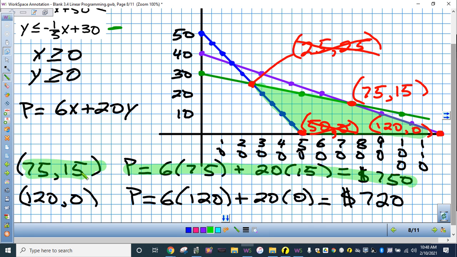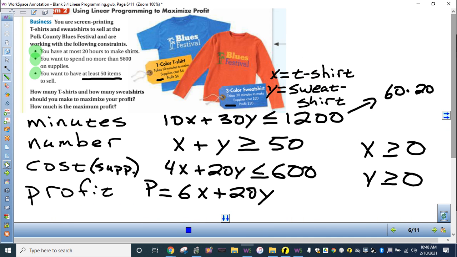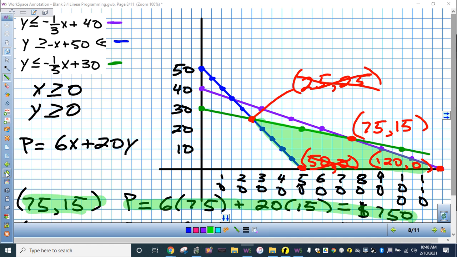The last thing you have to do is write a statement that answers the question. So God only knows what the question was at this point, right? Like 20 minutes later, you don't know what's going on anymore. I understand. So we'll go back and look at the question. How much is the maximum profit? They also ask how many t-shirts and how many sweatshirts should you make to maximize that profit. So we're going to write a statement which answers those 2 questions. It's nothing crazy. Don't freak out about it.